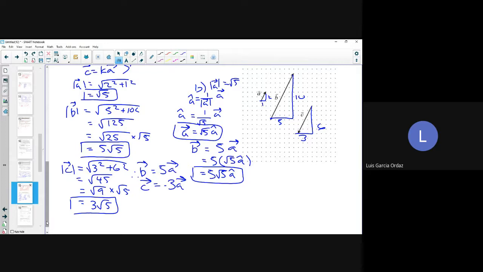And then I'm going to do the same thing with vector C. So I know vector C is equal to negative 3 times the vector A. So using what we found, we got negative 3 times root 5 times the unit vector A, which gives me negative 3 root 5 unit vector A.